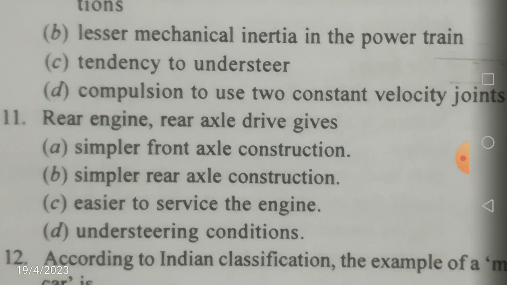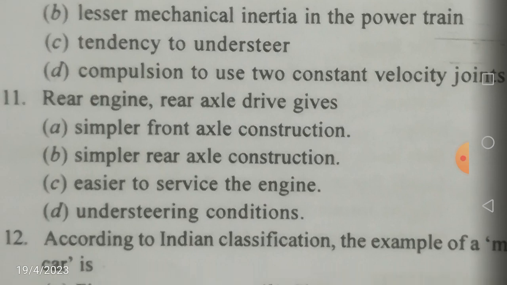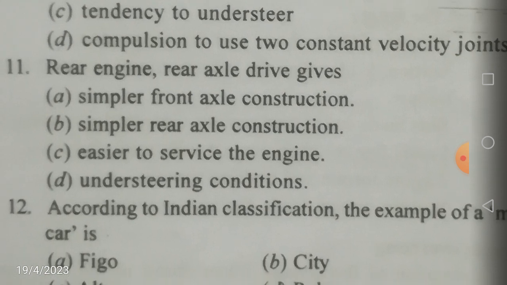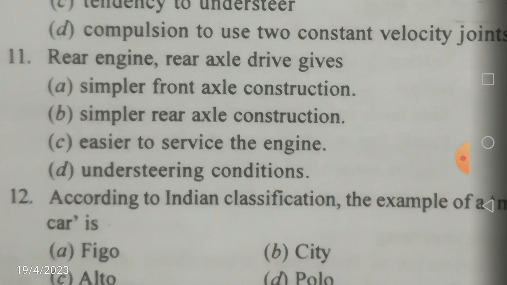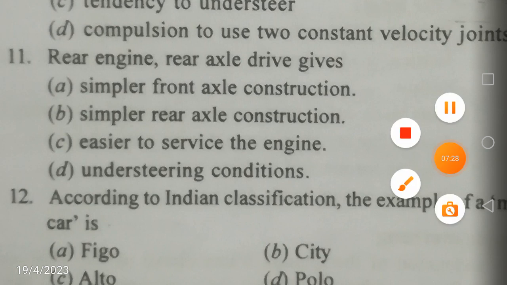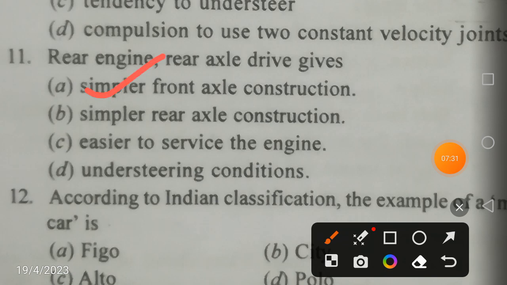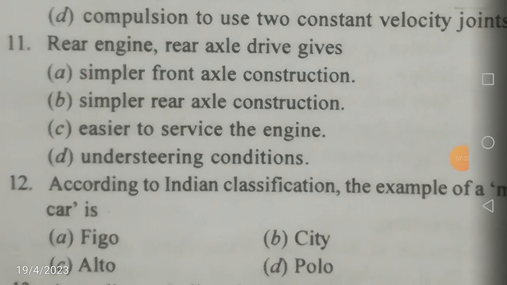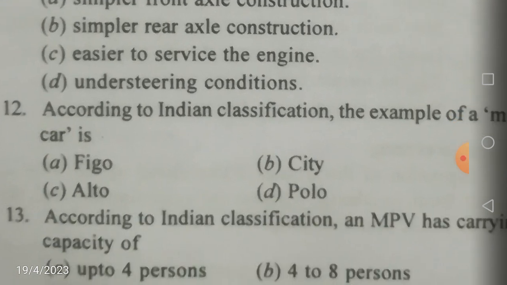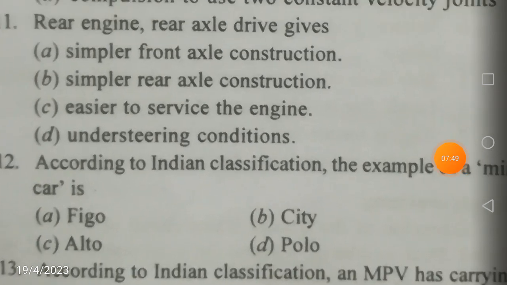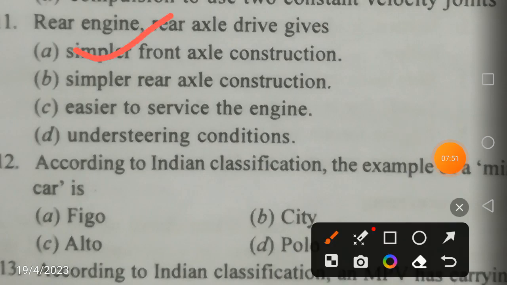Rear engine, rear axle. Now the third combination. So it gives what? Simpler front axle construction, simpler rear axle construction, easier to service the engine, or understeering conditions. It is going to result in simpler front axle construction, because your engine is at the rear and the drive is also going from the engine to the rear axle, then definitely it is going to result in simpler front axle construction, because these elements are pushed back. Alright, so the correct answer is simpler front axle construction.